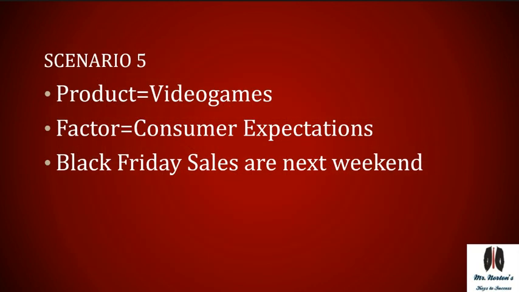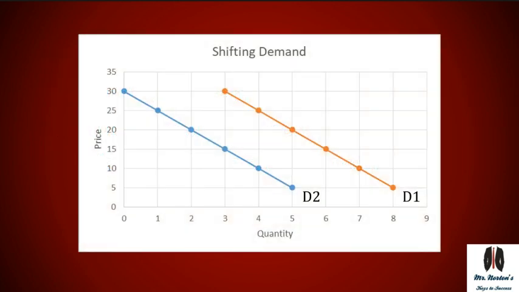Next one's going to be video games. We're going to do consumer expectations. Now, I kind of talked about this in the previous one. Black Friday sales are next weekend. They're really not. Well, I guess it really depends on when you're watching this video. When this video was produced, it is not next weekend. So basically, let's take a look at it. Video games, consumer expectations. I got a demand for video games. It's going to be on sale next week. Well, if I know it's going to be on sale next week, then as for right now, my demand is going to be down. So hopefully you shifted that to the left.